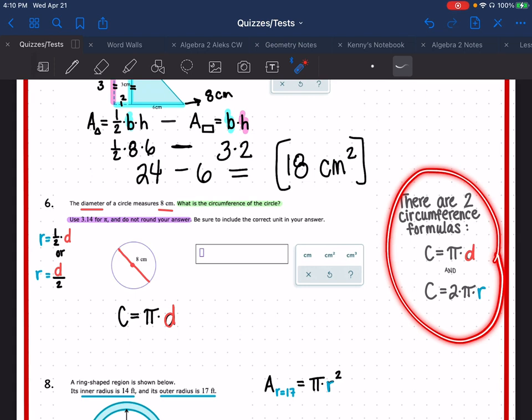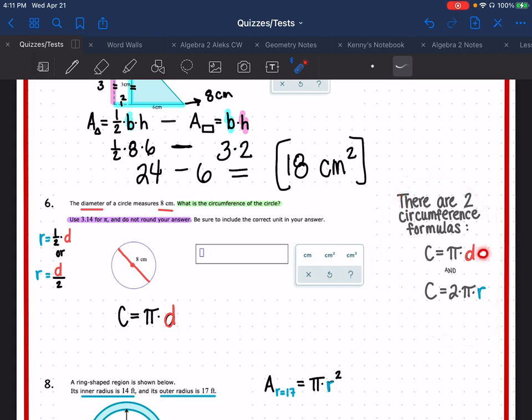There are two circumference formulas. One of them is used when you have the diameter. This is the one I'm going to use today. And then there's this one for when you are given the radius. So depending on which one you use dictates the formula that you will use.